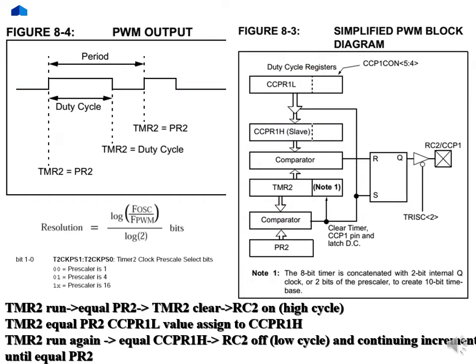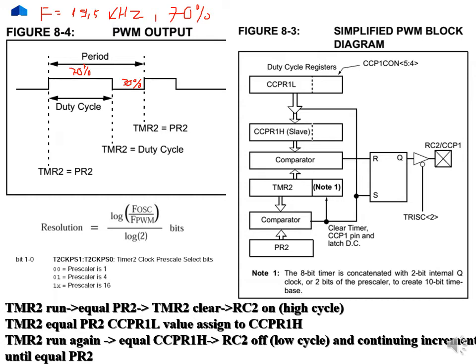Okay, let's go to the next more complicated example. In this example, we want to generate a PWM signal with a frequency of about 19.5 kilohertz, and the duty cycle is about 70%. So that means we will have 70% high and 30% low.